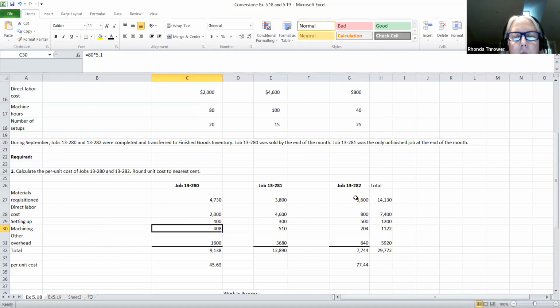I started with the materials that were requisitioned, and in each one of these jobs there was no beginning inventory that they mentioned to start with. So we didn't have any beginning inventory that we knew about. So we just start with the materials that were added during this period of time. And all of these amounts were given. I created a total column to go with this table, so that you know that the total of the materials that were requisitioned was 14,130. It's important to know the total of the materials requisitioned because we need to know what goes into work in process.